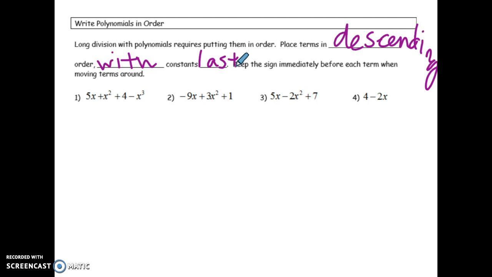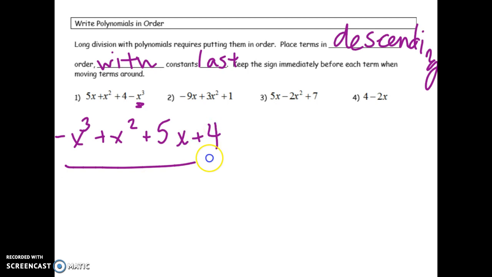Okay, so we're just rearranging here. So I want to look for the highest exponent first. So that highest exponent is x to the 3rd. But since it has that negative in front of it, I just have to move it around. Negative x to the 3rd plus x squared plus 5x plus 4. My constant is then last.